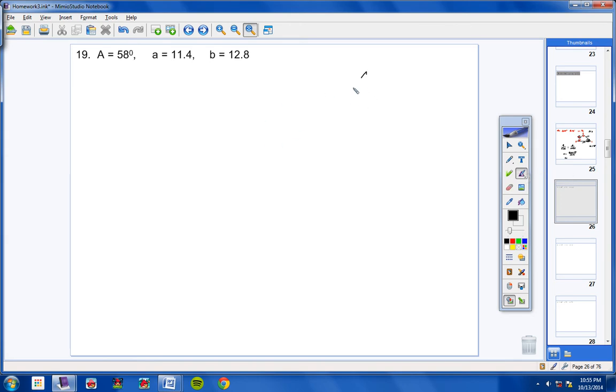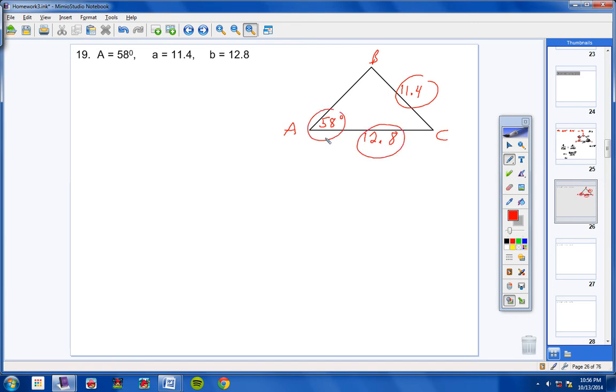Let's go ahead and draw our triangle here. There we go. And we'll label it A, B, C, and here we go. Angle A is 58 degrees. Side A is 11.4, and side B is 12.8. Notice we have side, side, and then an angle, okay? If this angle right here was over here, then we'd have side, angle, side. And that's not what we have, okay? So we have side, side, angle. So we are going to have to check for two solutions as we work our way through this, okay?